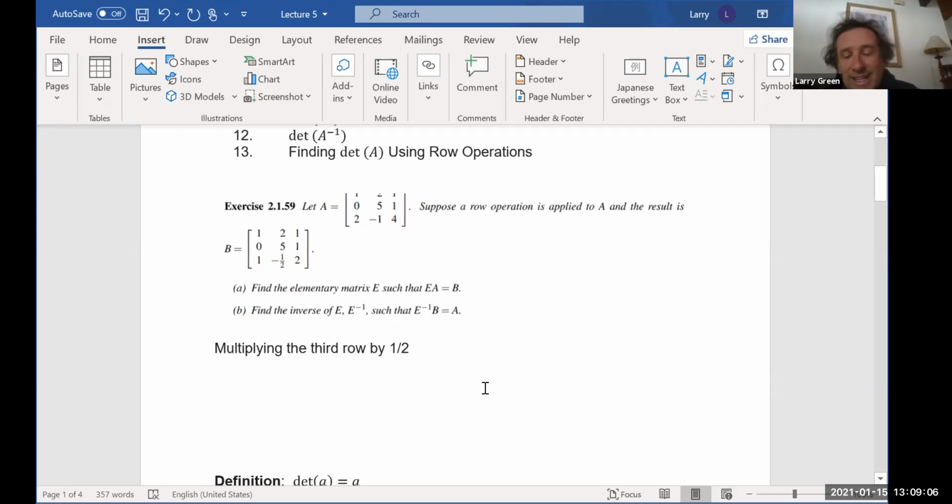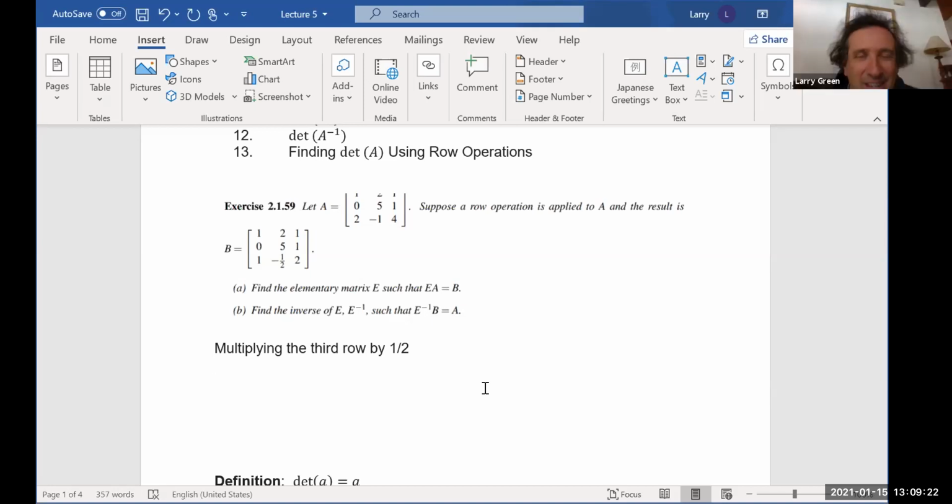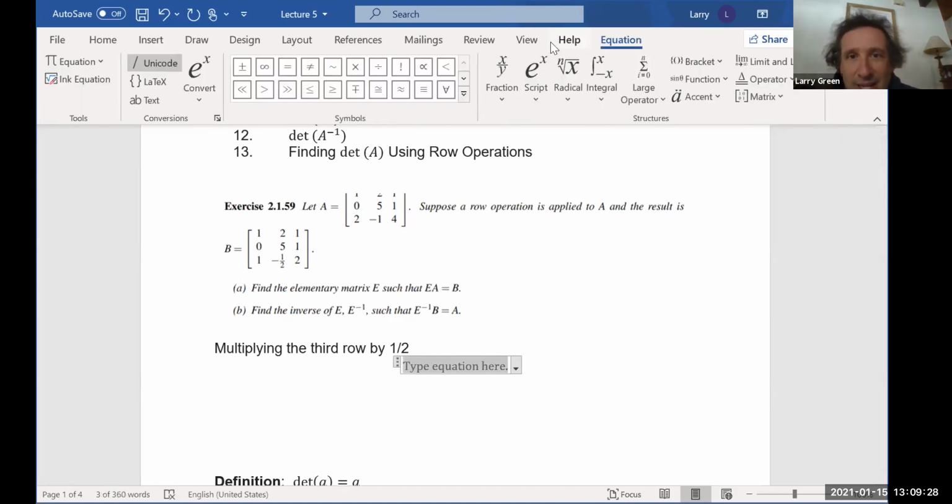So the nice thing, and this is something we did in the lecture, is that how do you get the elementary matrix that corresponds to multiplying the third row by 1/2? Do the same operation to the identity. Exactly. We do exactly the same thing to the identity. So then I just go ahead and do that thing to the identity, which means I need to multiply the third row by 1/2.